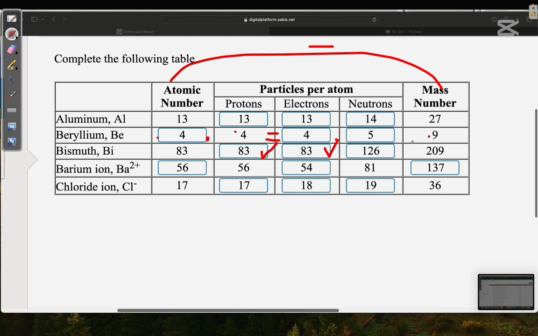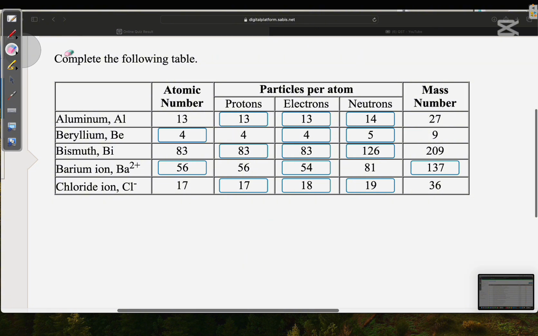Barium ion 2 plus. Okay, look. So here they said protons are 56, which means the atomic number is 56. Since here, as we said before, it's 2 plus, we do the protons minus 2. So 56 minus 2 is 54. And then we have the neutrons, so we just add the protons and the neutrons to get the mass number.